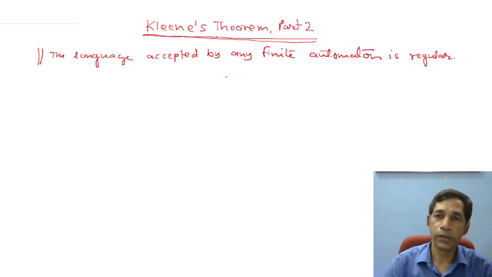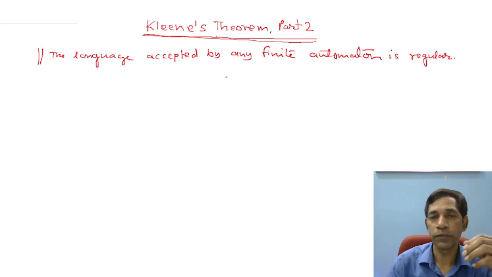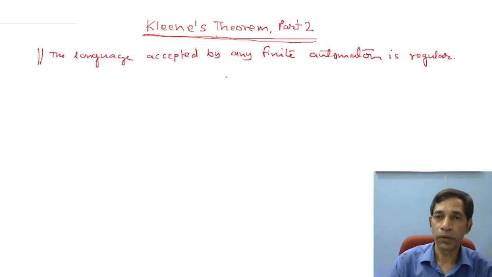We know that the value of the regular expression is actually the regular set, which is the regular language. So in order to show that the language accepted by any finite automaton is regular, we need to obtain the equivalent regular expression from the given FA. Saying equivalent regular expression means the value of the regular expression should denote the same language accepted by your FA.